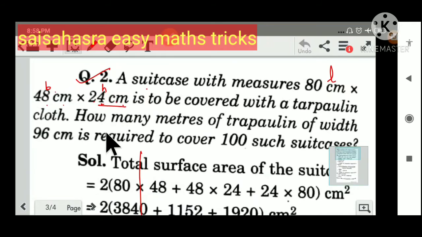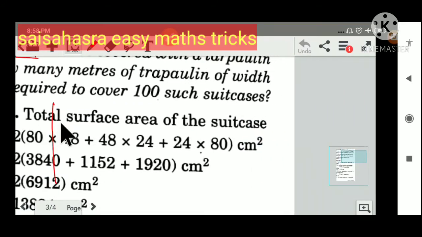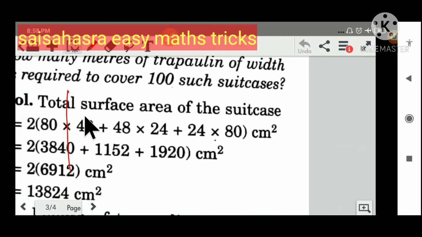Usually a suitcase is in the shape of a cuboid, and it is to be covered with tarpaulin cloth. The outer surface we have to cover with the tarpaulin cloth. That means we need to find out the total surface area of the suitcase. So first we will write the total surface area of the suitcase.